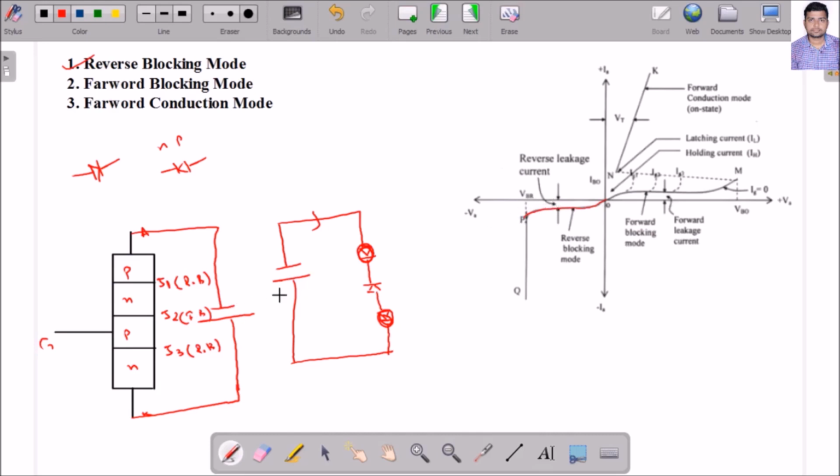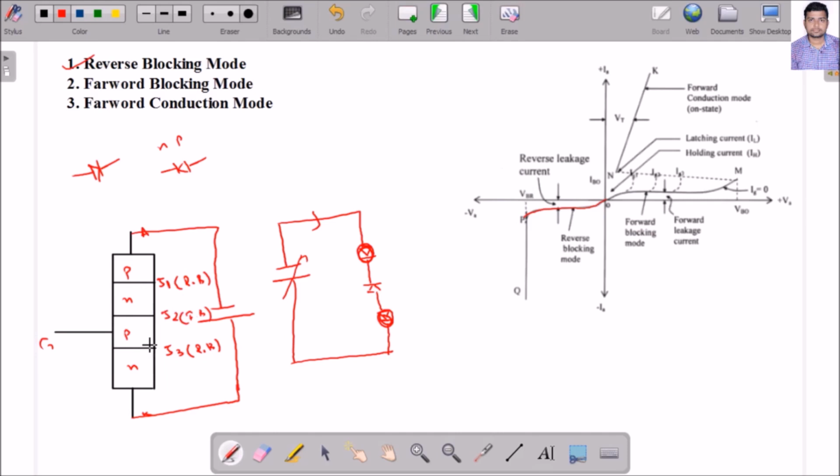But if I keep on increasing the negative voltage, at a voltage known as the reverse breakdown voltage, junction J2 breakdown occurs and a heavy amount of current will flow. This heavy current and this voltage may lead to heavy power loss in junction J2 and may damage the thyristor, my device. This is all about the reverse blocking mode.